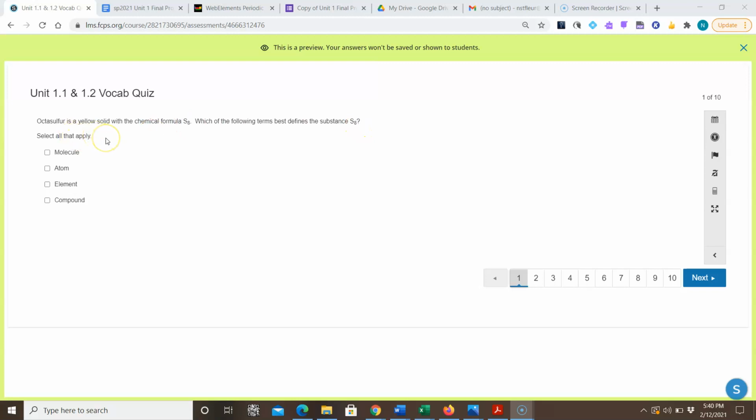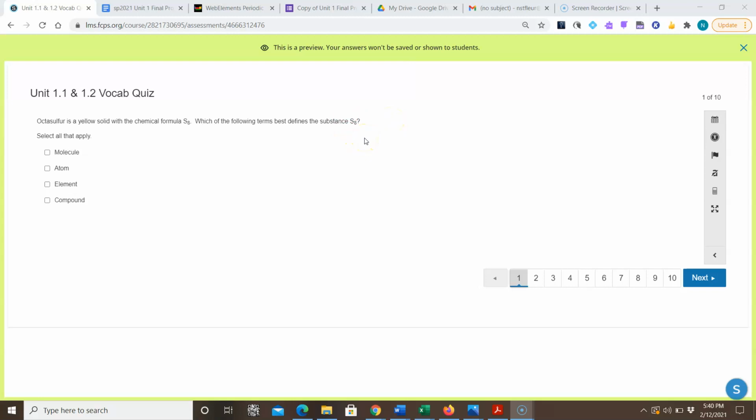So whenever you see select all that apply, that means that there could be more than one answer. Not always, but there could be and likely will be more than one answer. So we have the chemical S8, and the choices we have are molecule, atom, element, and compound. The thing you want to be careful about with a select all that apply is that this could apply to different things.